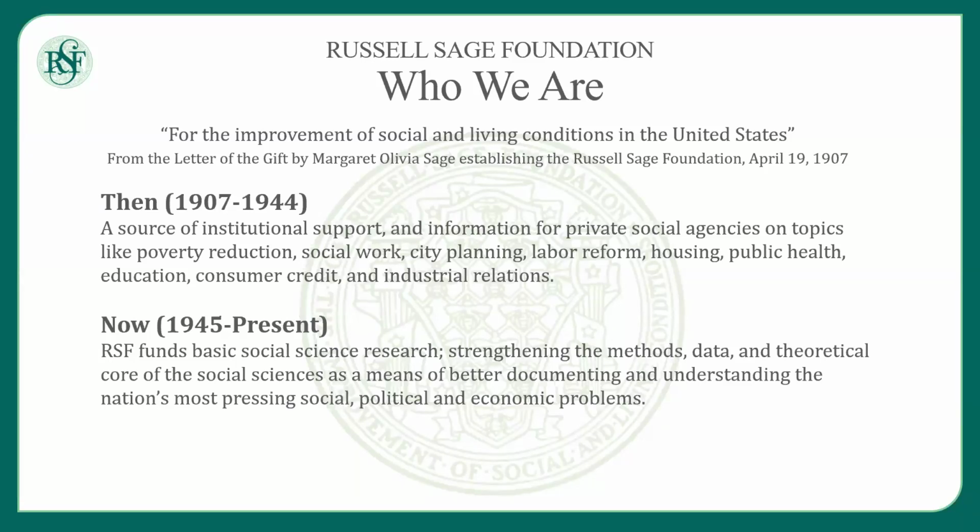However, from 1945 to the present, we shifted our focus and we are more interested in looking into the social science research, strengthening methodology, data collection, and theoretical core of our social science. And so we basically shifted away from direct service work to more research-based, and that is the unique niche that the Russell Sage Foundation covers in terms of philanthropy and research. Also of note, the Russell Sage Foundation is one of the oldest philanthropies in the United States. So very cool.